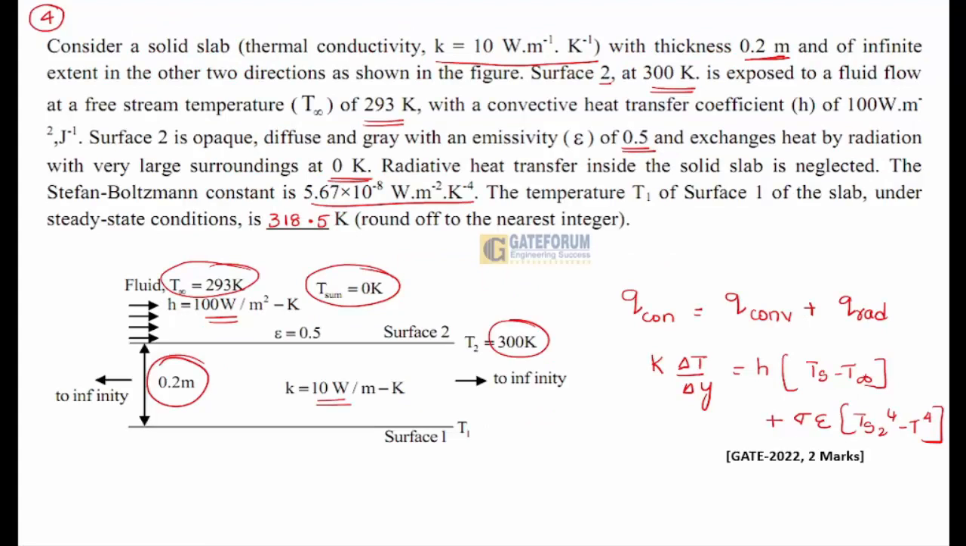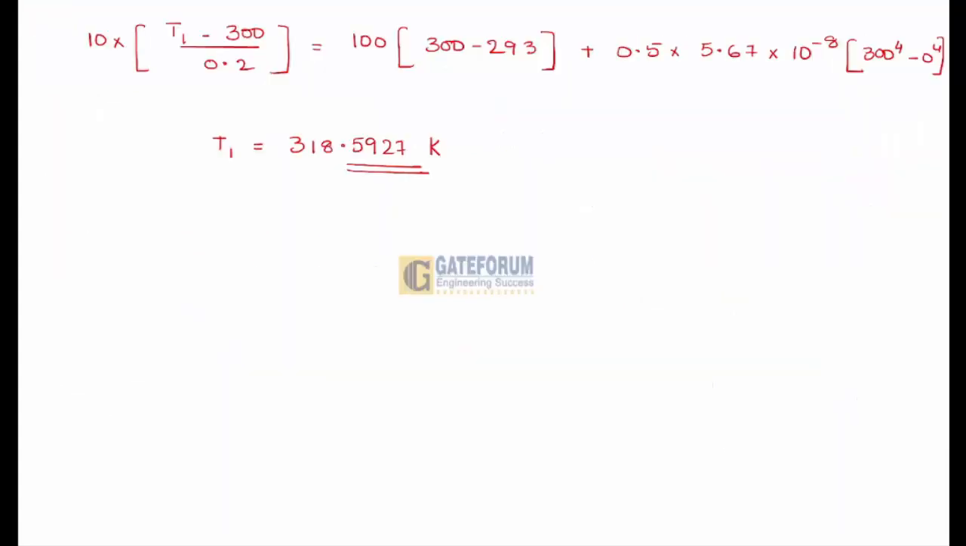K into delta T by delta x or delta y, h into (Ts minus T infinity), sigma epsilon (Ts surface minus your temperature, which is given as 0 degrees also, right? That is with large surrounding temperature. This will be your answer for the given question. Moving to the next question.